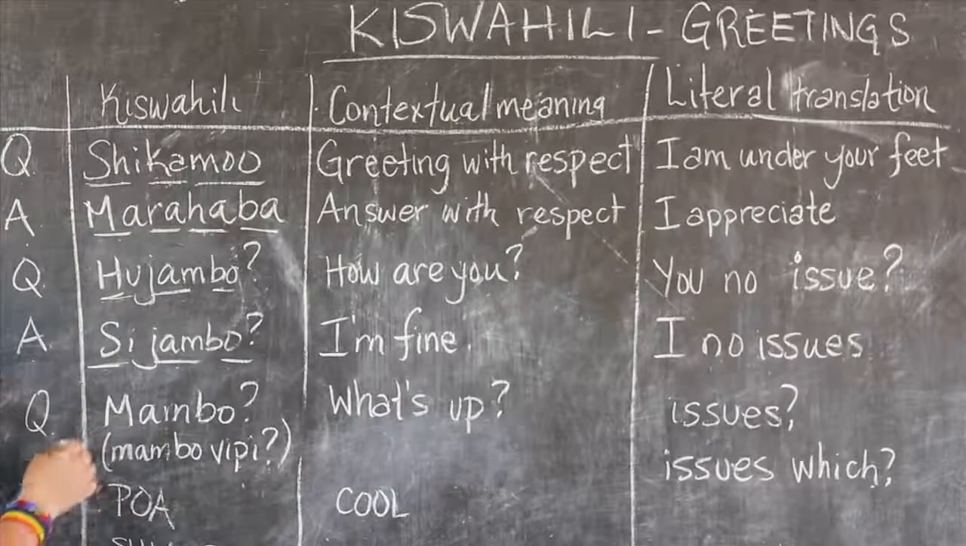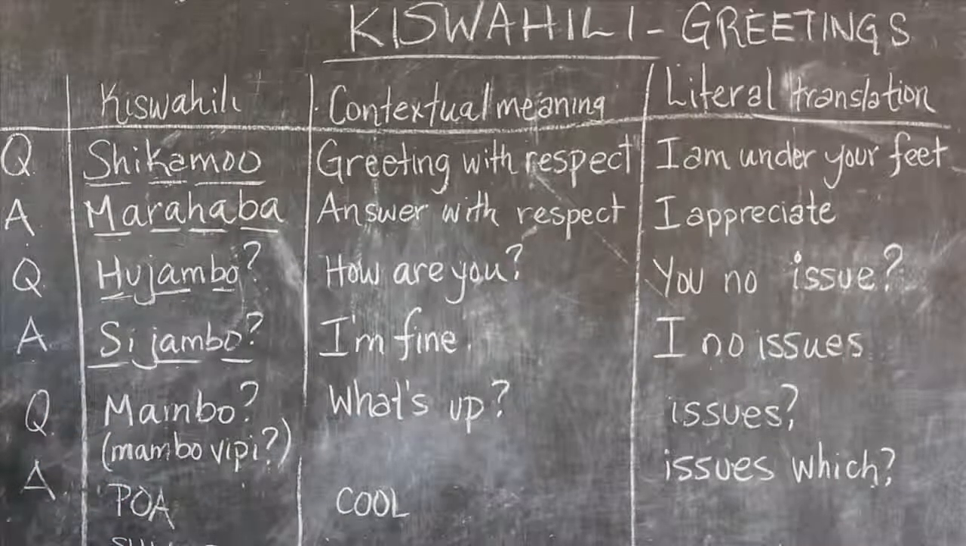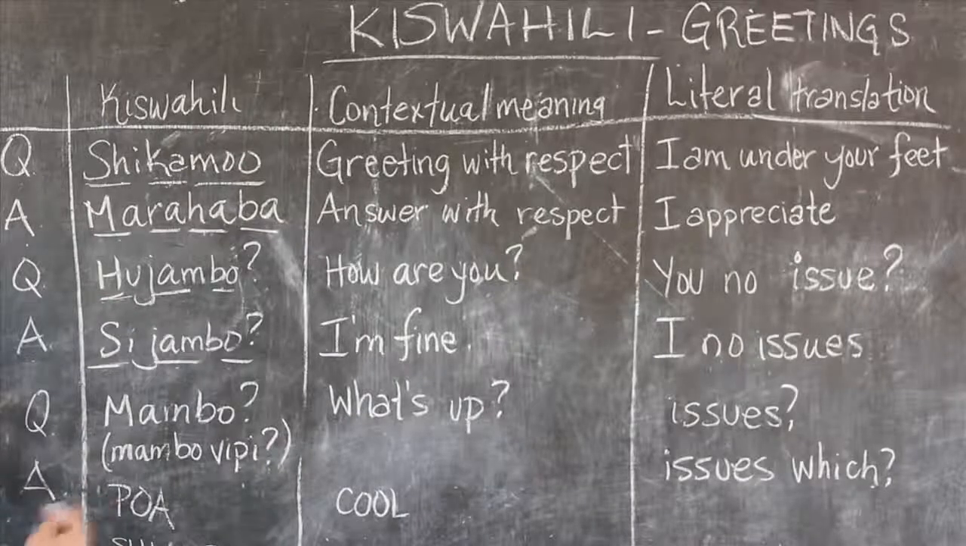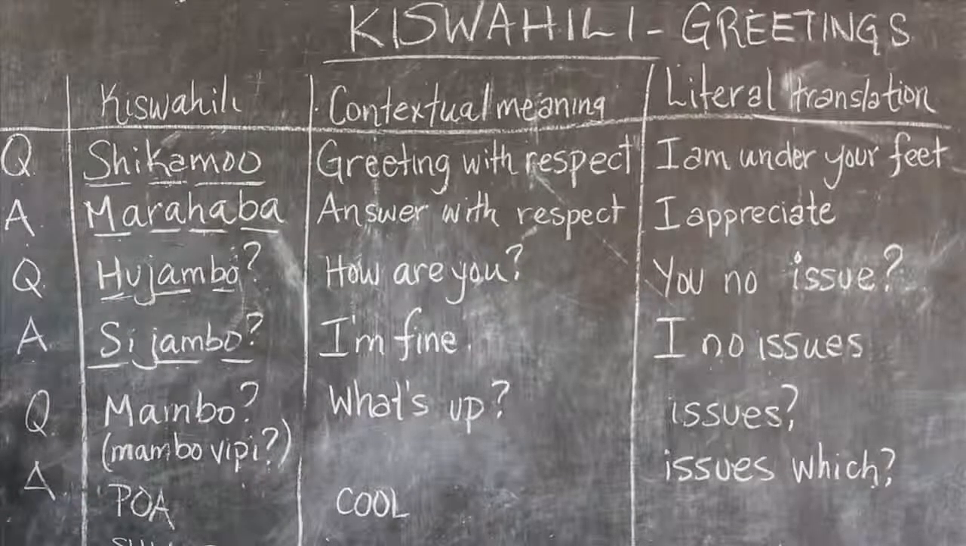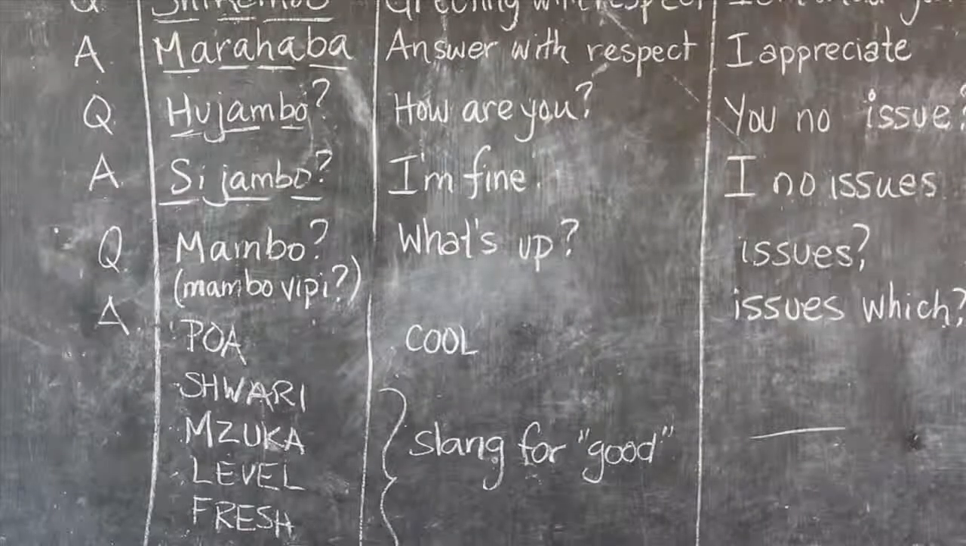A very, very informal greeting that you'll hear around young people, little kids, youth, just kind of greeting each other informally on the street. There's a lot of answers for it. You can pick which one you like best. There's a lot of different slangs, and every day there's a new one coming out. The most common ones right now are poa, shwari, mzuka, level, or fresh. All of them mean the same thing. You can practice them, get familiar with one of them. They're all basically slang for good, great, fine.